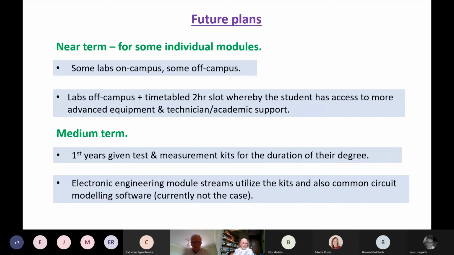that utilize the kits and also have common modeling software, which is currently not the case. So lots of modules are quite distinct from each other, but we do need to improve how first year modules interact with second year modules and so on. So in summary, this whole idea of having offline labs where students have a lot more flexibility, I think offers a very good potential for improving the overall student experience.